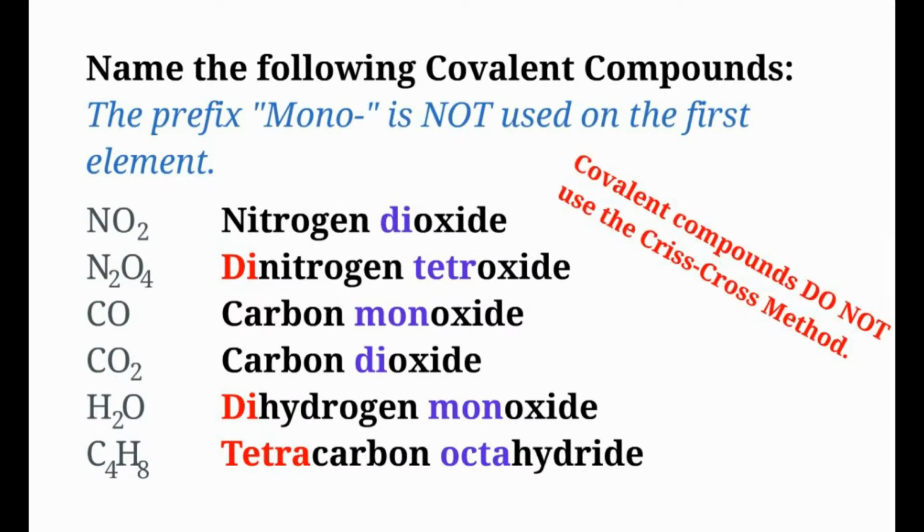So do remember this little note right here. I did pop it up just now. Covalent compounds do not use the crisscross method. Do these form charges? Do you see a charge? No. No, you do not see a charge.